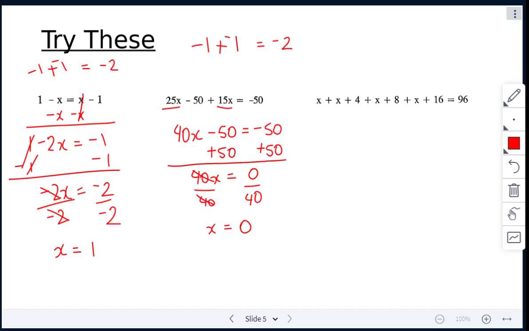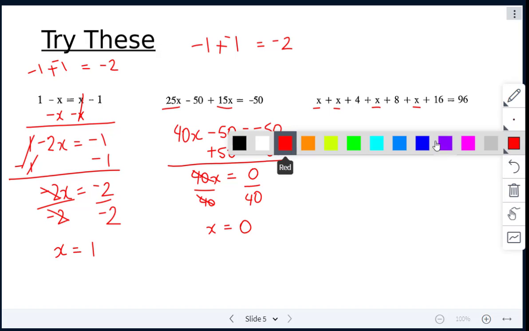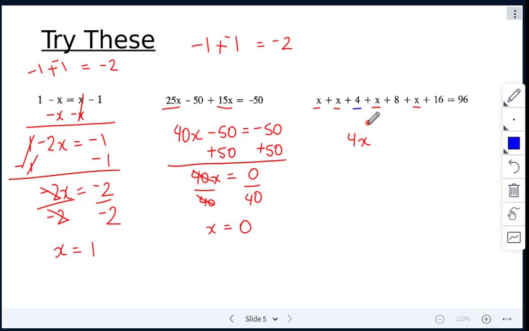Our last question here. So we're going to look at our left side of the equation. We have x plus x plus x plus x. All right, so that means it's 1x plus 1x plus 1x plus 1x, which gives me 4x. All right, but on the left side, we can also collect together the 4, the 8, and the 16.